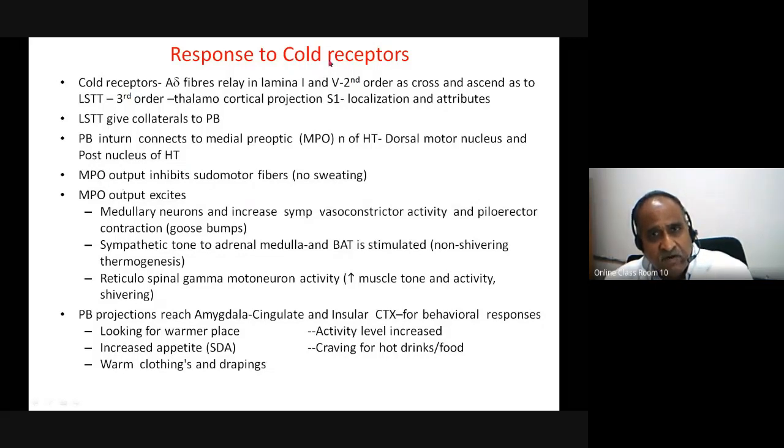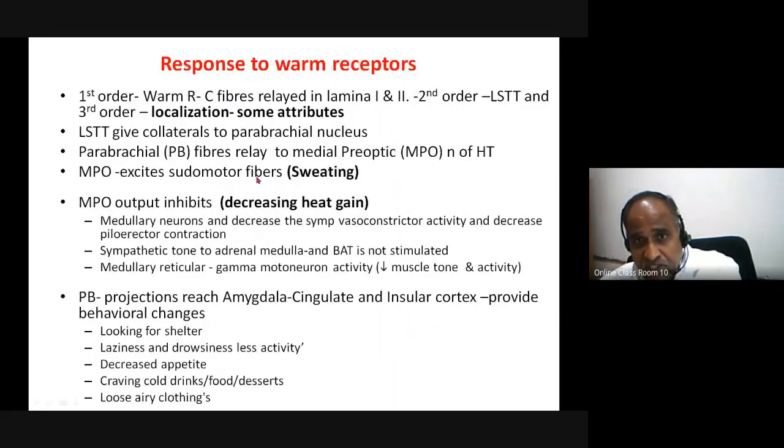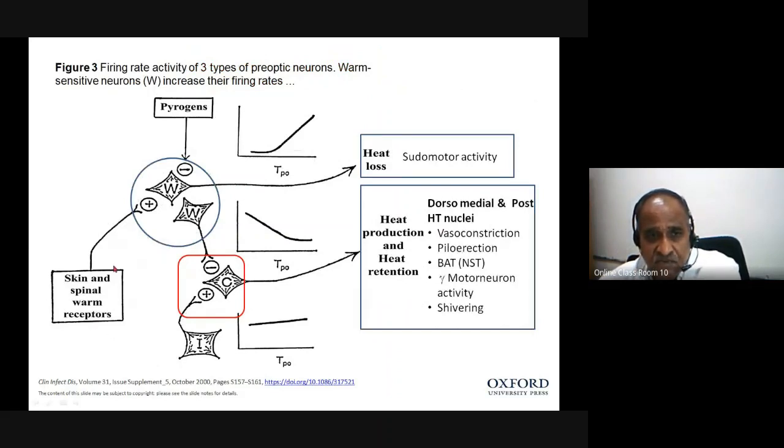Now, what happens? Because of the cold, the medial preoptic nucleus does not stimulate the pseudomotor fibers. That means the sympathetic activity that increases the sweating, that output, inhibits the fibers. Rather, I would say that it does not stimulate. You just see in this graph, whatever the inputs coming here, the warmth, it will not stimulate. This input is not there. If this input is not there, this will not go there. This is not going there. There's a heat loss mechanism.